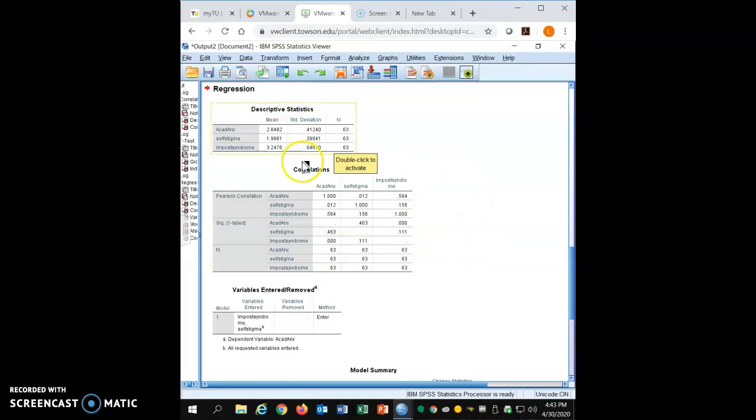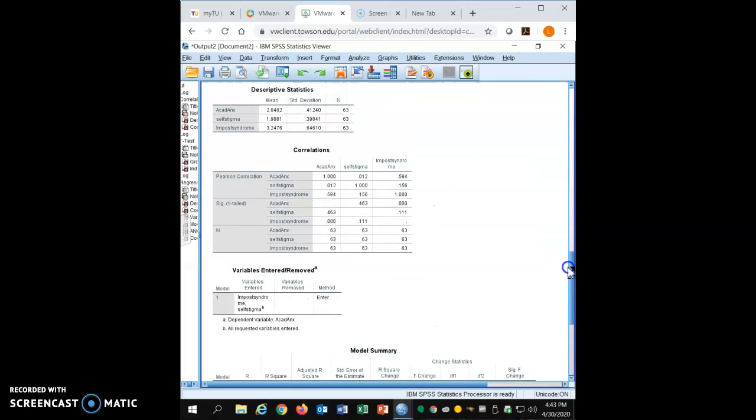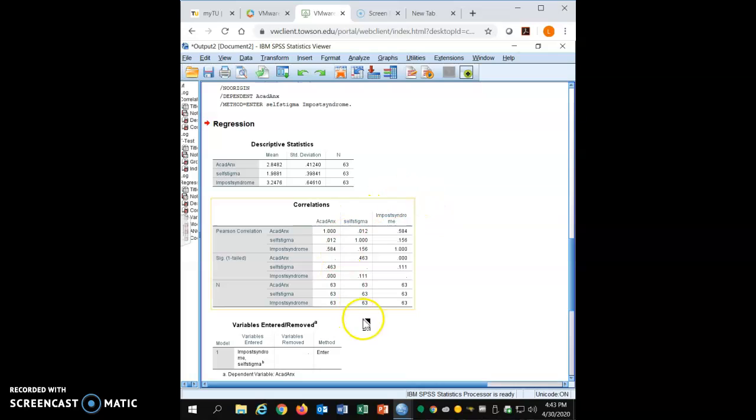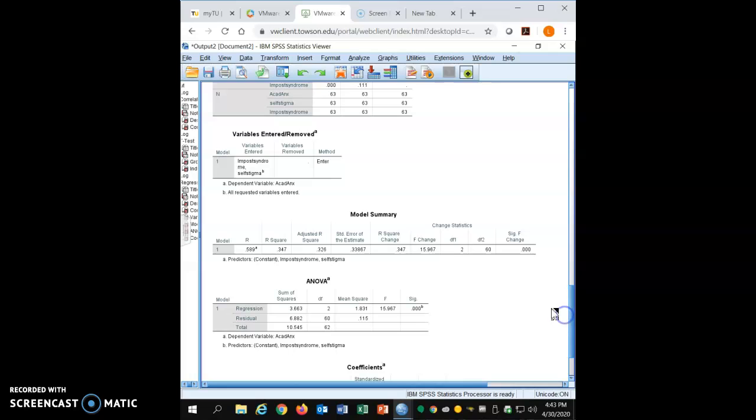So basically what it does is it actually provides you with the same correlation matrix that we got earlier, right? But it shows us that there's a significant association between imposter syndrome and academic anxiety, right? We know this because of the significance levels here, right? Which is significance level is 0.000, which is less than 0.05. So we can reject the null hypothesis about that association, and it's in the right direction.